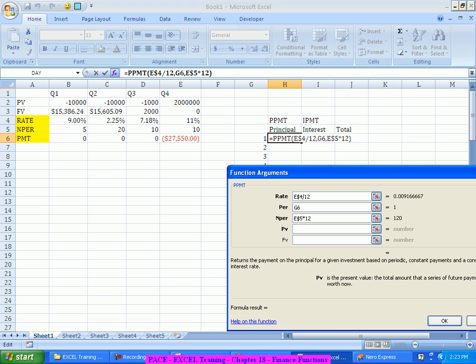Similarly PV, this is the number. Again I will put dollar. And FV, this is the number. Here also I will put dollar for the dragging. F4.